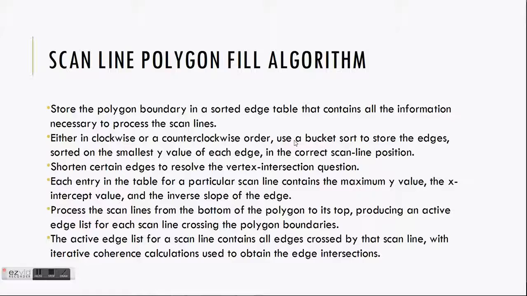Shorten certain edges to resolve the vertex intersection question, just how we saw in the previous slide. Each entry in the table for a particular scan line contains the maximum y value, the x-intercept value, and the inverse slope of the edge. Process the scan line from the bottom of the polygon to its top, producing an active edge list for each scan line crossing the polygon boundaries. The active edge list for a scan line contains all edges crossed by that scan line, with the iterative coherence calculation used to obtain the edge intersections.